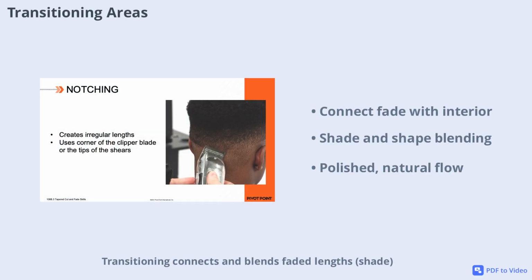Transitioning connects and blends faded lengths, the shade, with longer interior lengths, the shape and form. The fade area, typically the back and sides, creates the shade effect while the interior gives the cut its shape. Mastering transitions ensures the haircut flows naturally and looks polished.